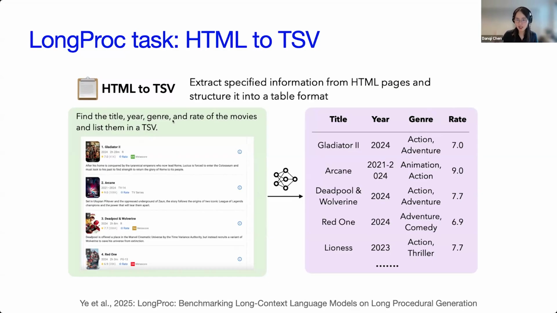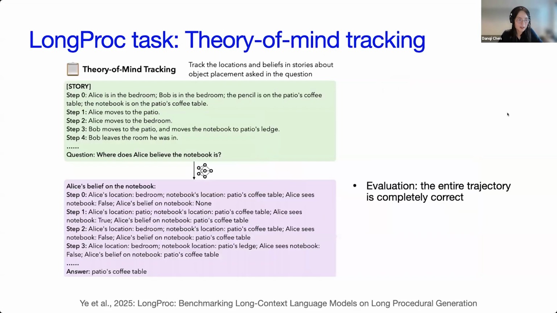So the basic task requires the model to process a very long input, sequentially process the information, and finally extract the relevant information and convert it into a TSV format. This doesn't really require reasoning, but it requires executing the steps, processing row by row, step by step, and the final output is also deterministic. This is a very easy task in LongProc.